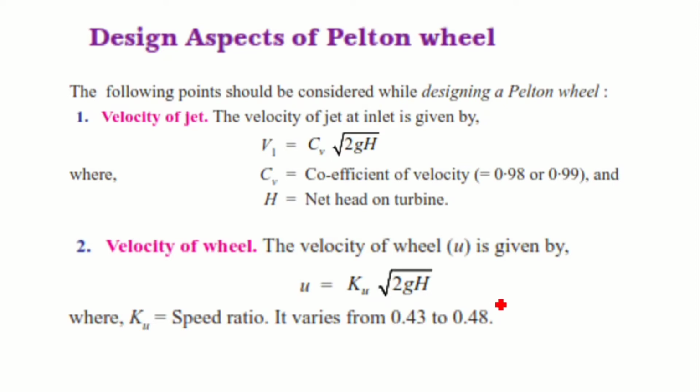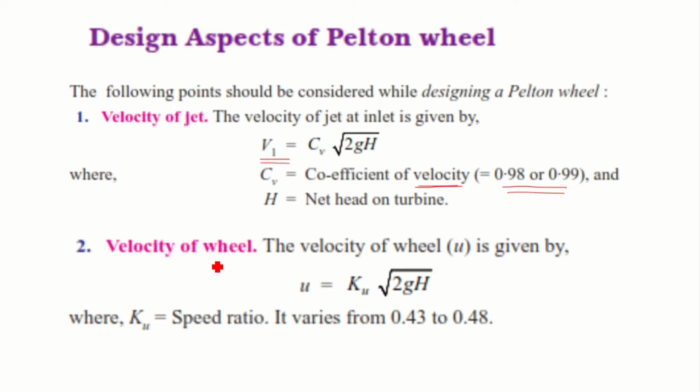So velocity of the jet is the absolute velocity of the jet, that is v1, which is equal to CV into root 2gH. CV is the coefficient of velocity. Normally, the value will be given in your problem. If it is not given, you can take the value as 0.98 or 0.99. And H is the net head on the turbine. So net head available at the inlet of the turbine is the H.